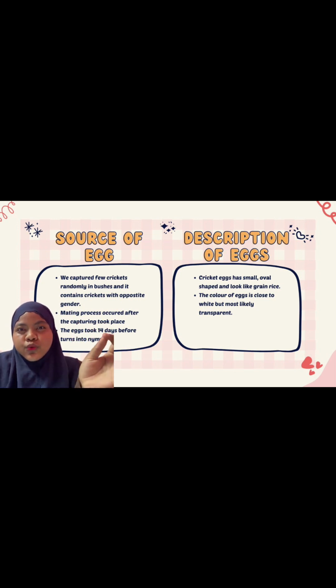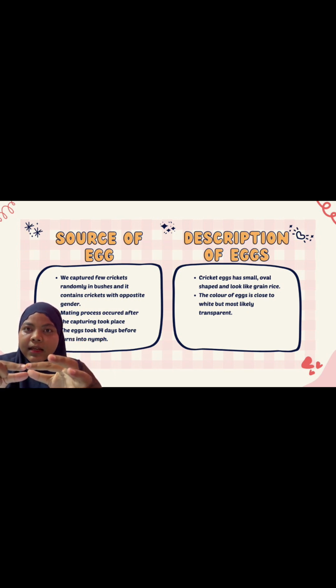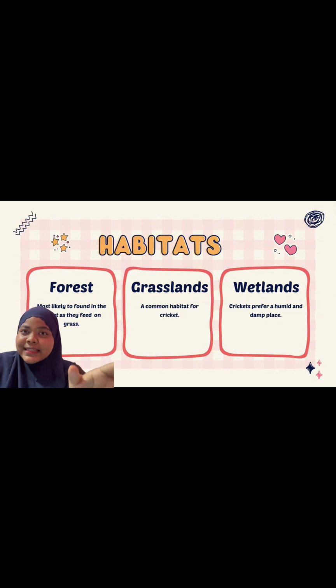If you look closely at the cricket eggs, the egg actually has a small oval shape, and it resembles the look of green rice. The color of the egg is close to white and yellow, but to be exact, it is transparent. Next is the habitat of the cricket.